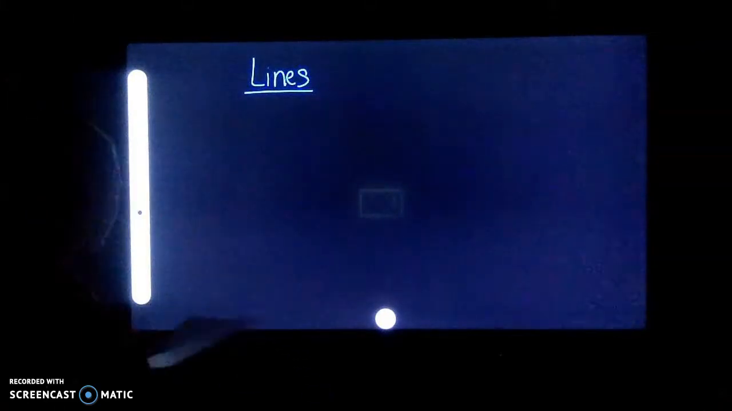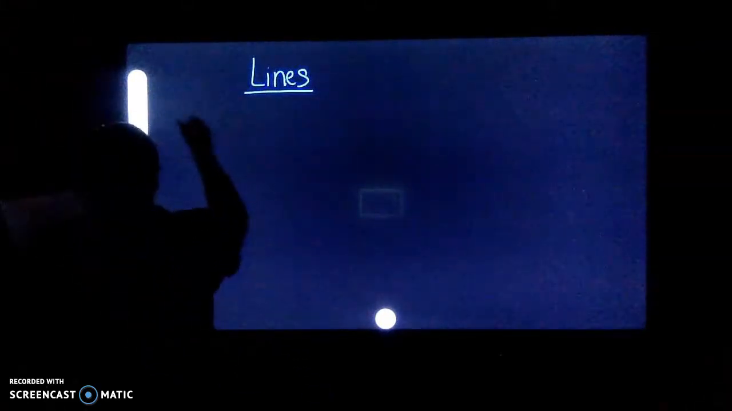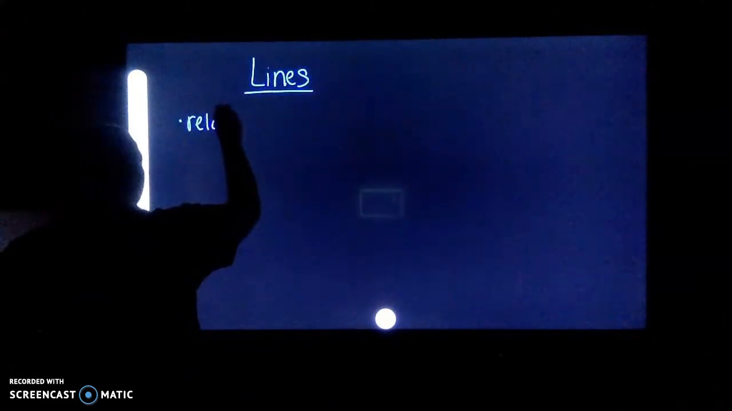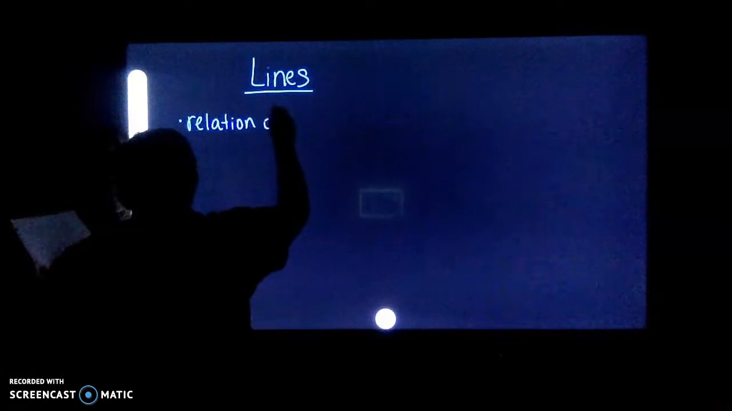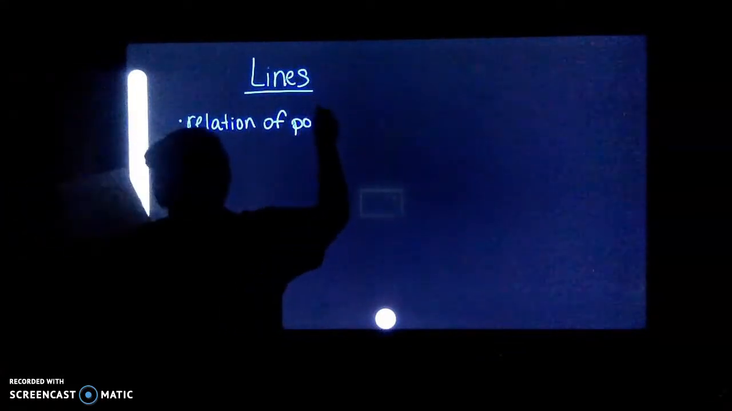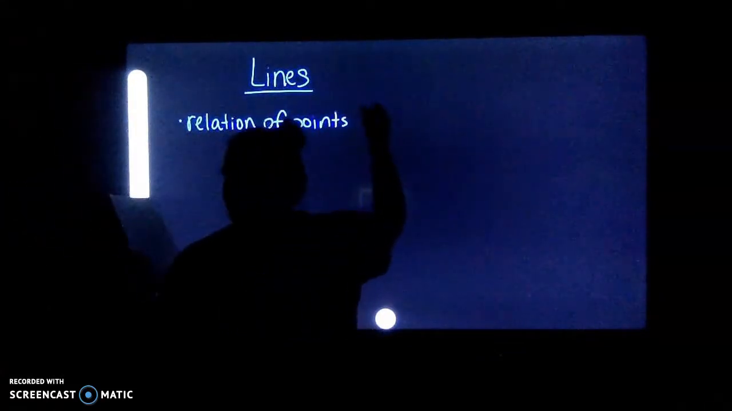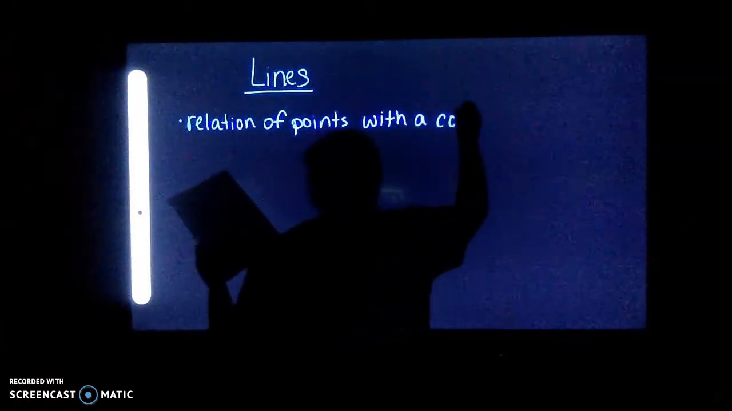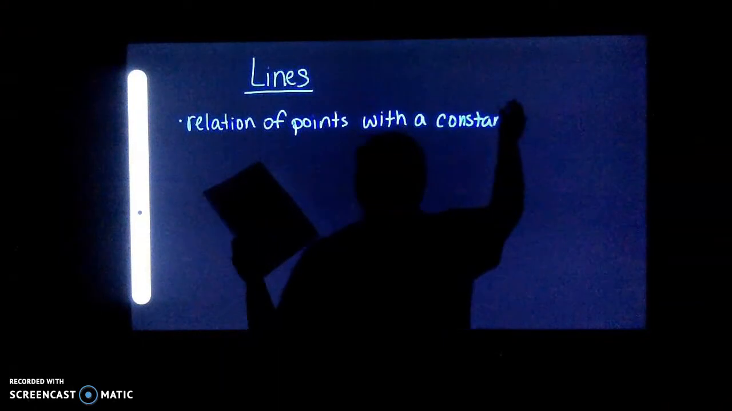Okay, so today we're going to be talking about lines. A line is the relation of points with a constant change. And that constant change is our slope.